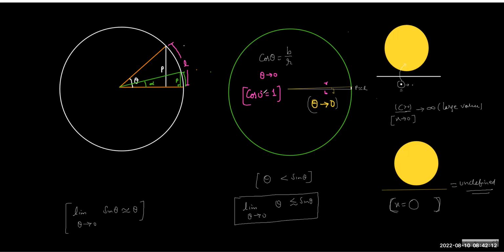One. Yes or no? How many of you are able to realize that cos of 0 is 1? Yes, yes, I got it. Got it? So cos of 0 is 1.